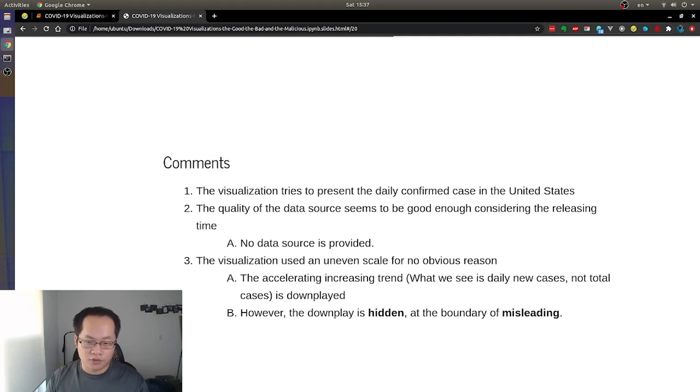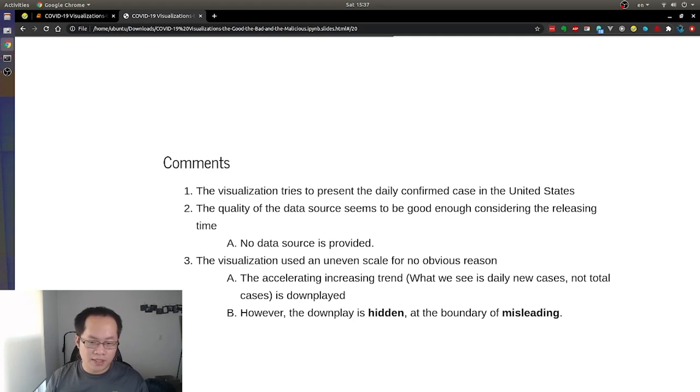Again, the data source is not provided. That's fine in this case. However, the visualization used an uneven scale for no obvious reason. I don't want to guess they have a malicious attempt, but I just want to say there's no obvious reason.